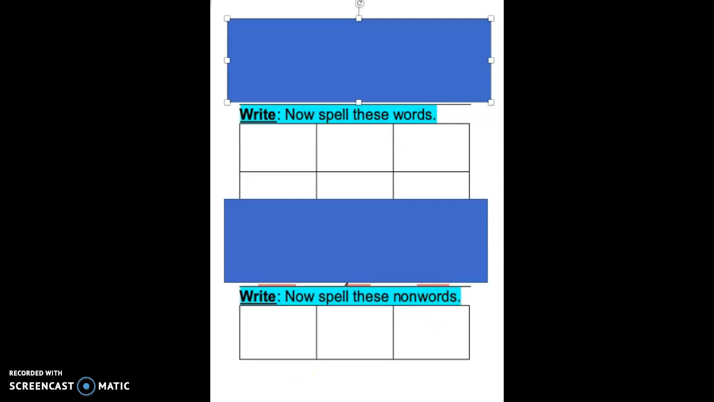Now I would like you to write 3 nonsense words. Swirt, swirt, thawed, thawed. Last word, murk, murk.